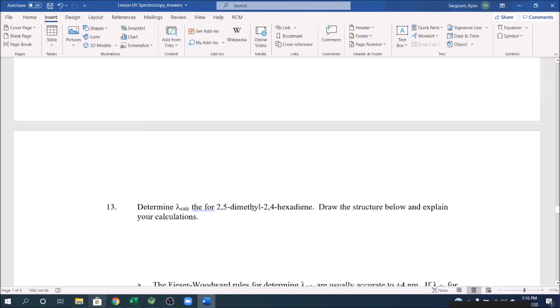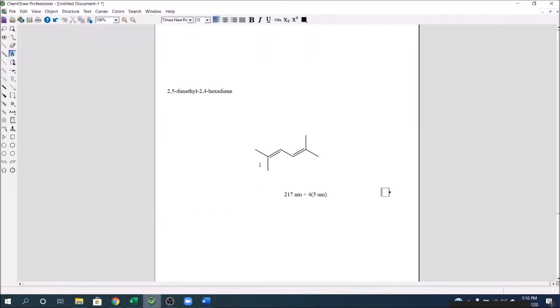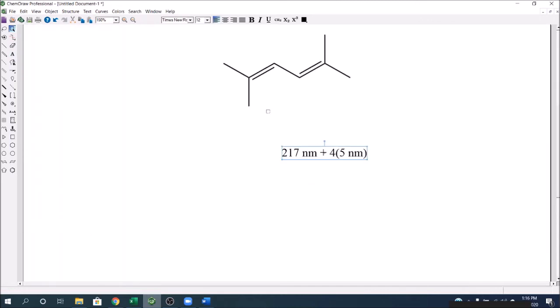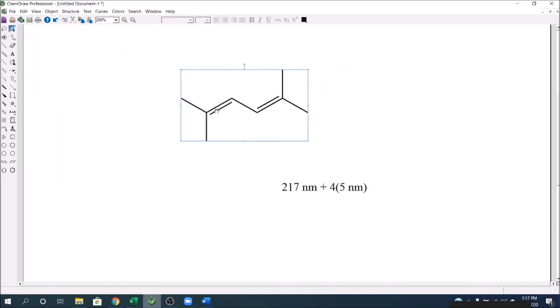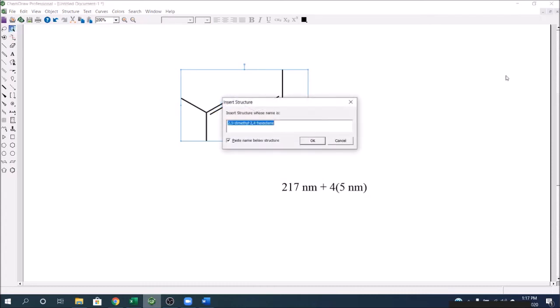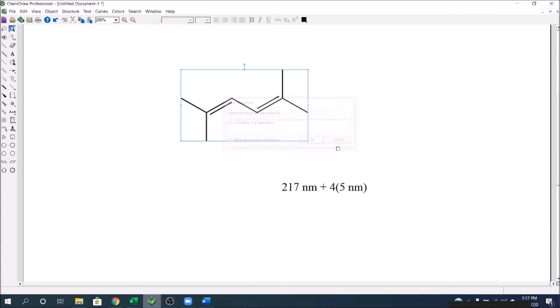So we're going to look at 2,5-dimethyl-2,4-hexadiene. And I already drew that one and looked at the calculations. Spoiler alert, there's the answer. But here's this compound, 2,5-dimethyl-2,4-hexadiene. This is a free diene. It is free to undergo rotation.